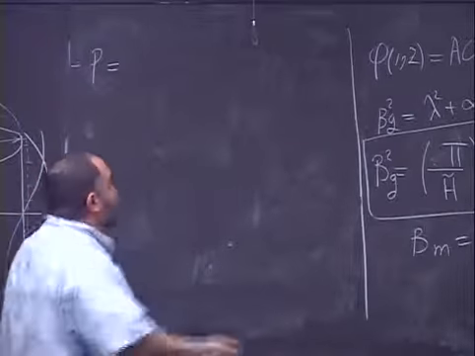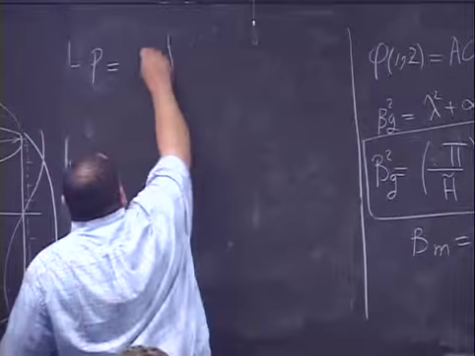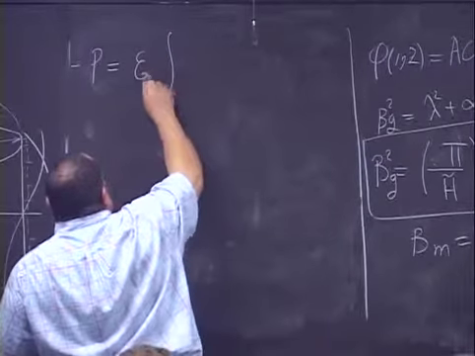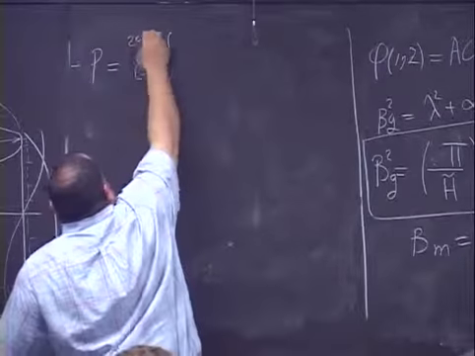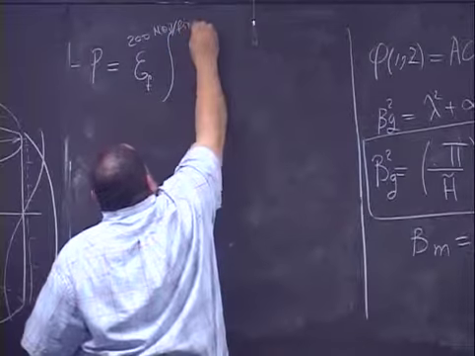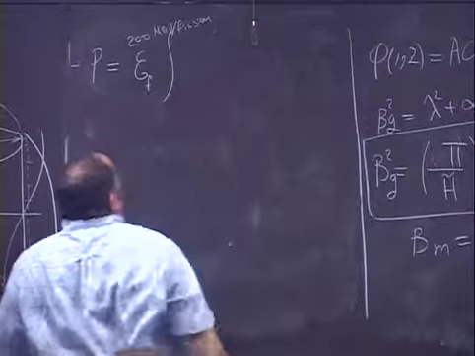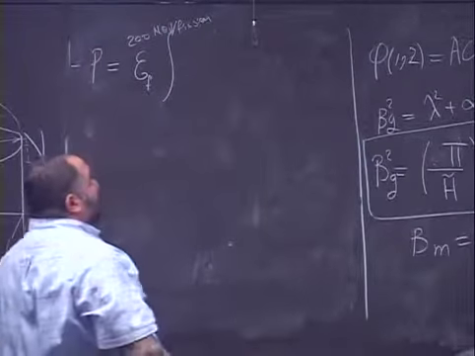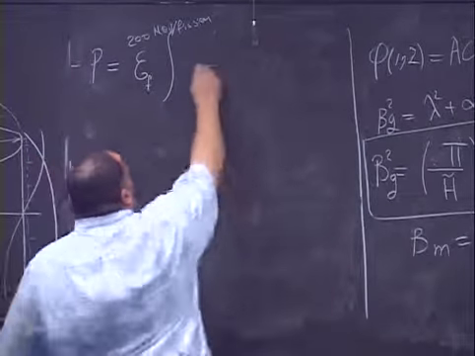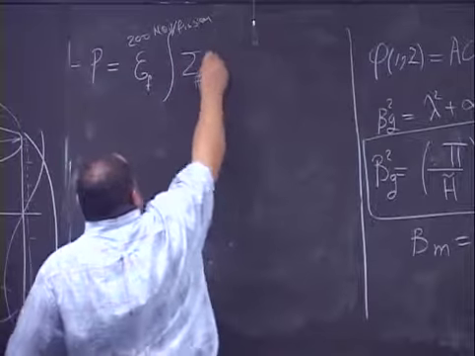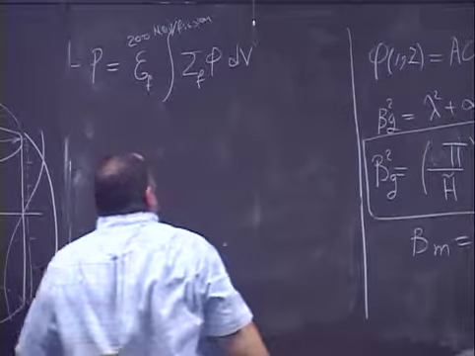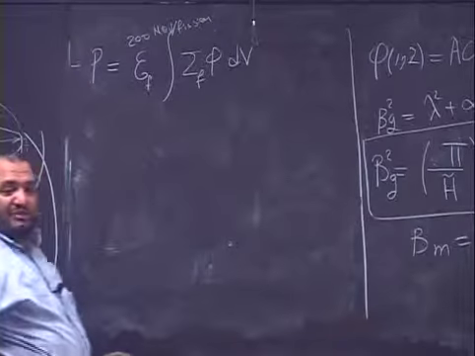How to do this? This is epsilon F, the 200 MeV per fission. Now I have to multiply this by the number of fissions in the whole reactor. How to get the number of fissions? Sigma fission multiplied by what? Flux multiplied by what? The volume of the reactor.